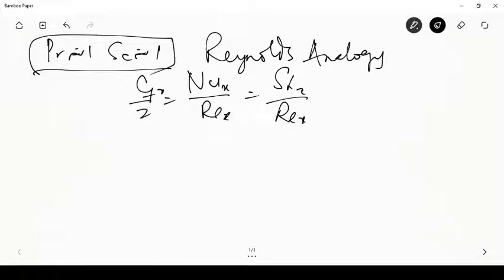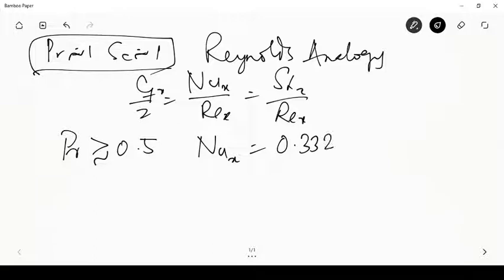In the case of non-unit Prandtl number, we found that the correlation for Nusselt number at larger Prandtl numbers matched fairly well with the Reynolds analogy expression. So we said for Prandtl number greater than about 0.5, you got the Nusselt number at any x as equal to 0.332 Rex to the power of half Prandtl to the power of 1 by 3.